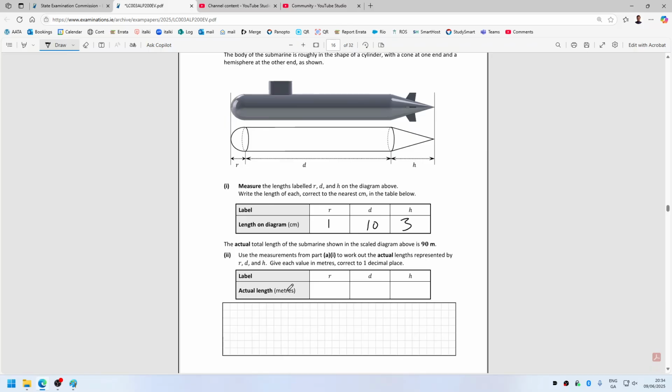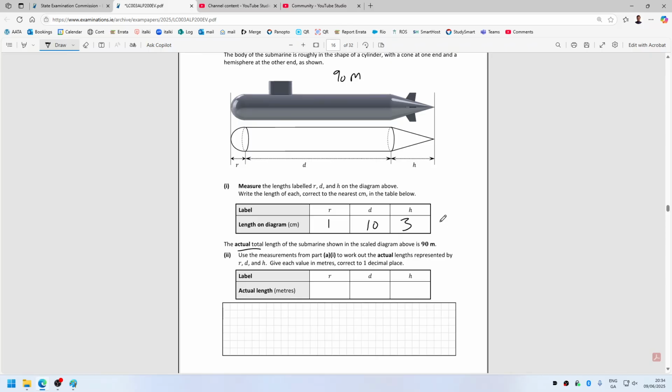The actual total length of the submarine on the scale diagram above is 90. Use the measurements from that part to work out the actual length for each. So the real submarine actual total is 90. So 10 plus 3 plus 1 is 14. Now it makes me wonder if I should have gone with 11 here, but it did say one decimal place, so maybe my screen isn't too inaccurate. So 80 divided by 1 plus 10 plus 3.